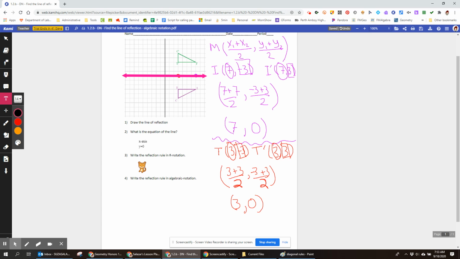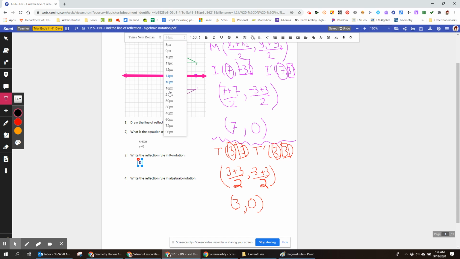And so if I'm going to write the rule in R notation, that means I want R, and then let's make this nice and big. That's very tiny. R, and then your equation goes in the subscript. So there's two ways you could write the R notation rule. You could write it as R x-axis, or you could write it as R y equals 0.